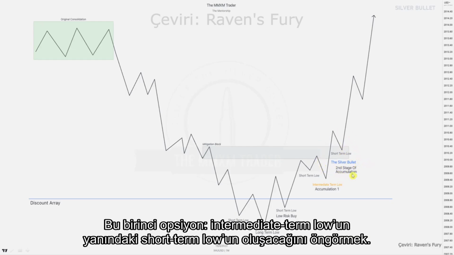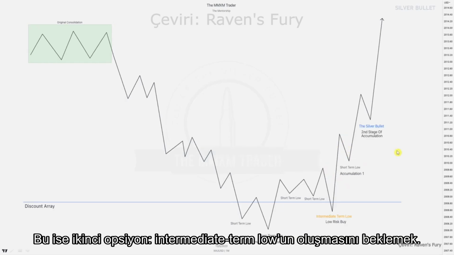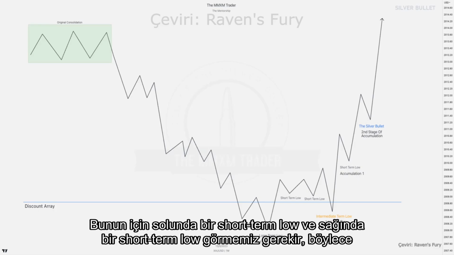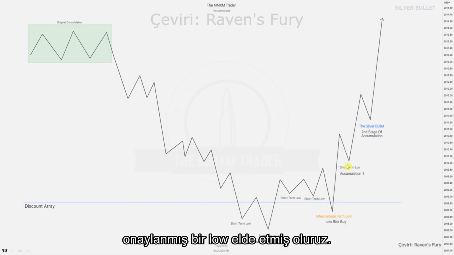So this is option number 1, anticipating that short-term low to form next to that intermediate term low. So this is option number 2, right? And here we're waiting for that intermediate term low to be confirmed. So we need to see that short-term low to the left of it and that short-term low to the right of it, and then we have a confirmed low.